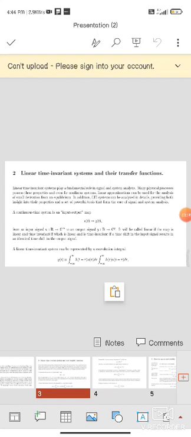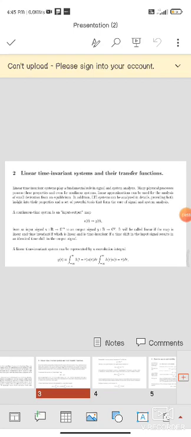A continuous time system is an input output map from u of t to y of t. For an input signal u, the output signal is y. It will be called linear if the map is linear, and time invariant if a time shift in the input signal results in an identical time shift in the output signal. A linear time invariant system can be represented by a convolution integral.